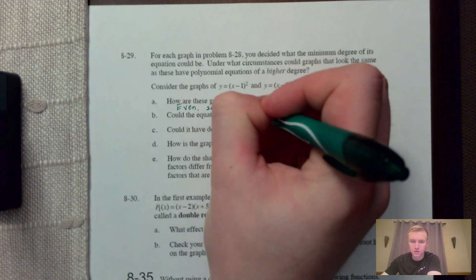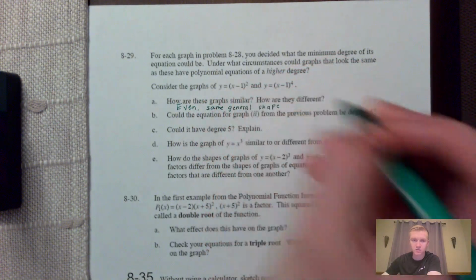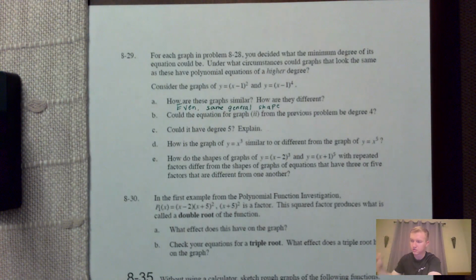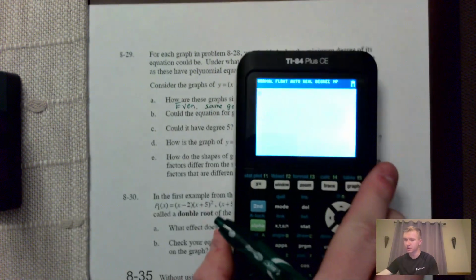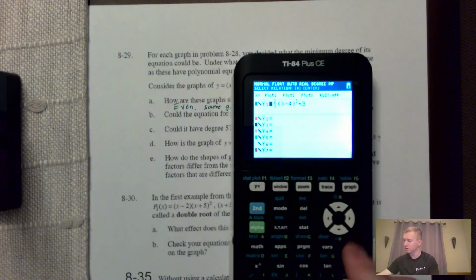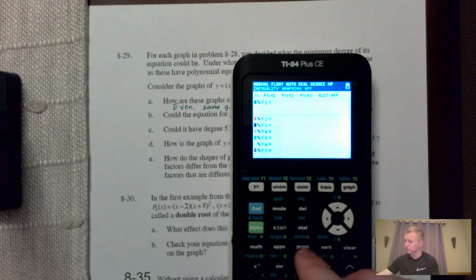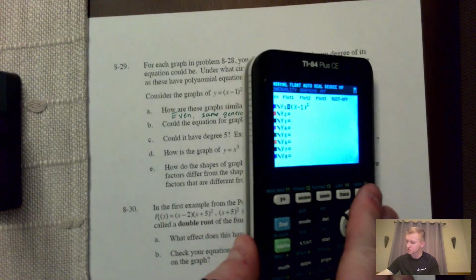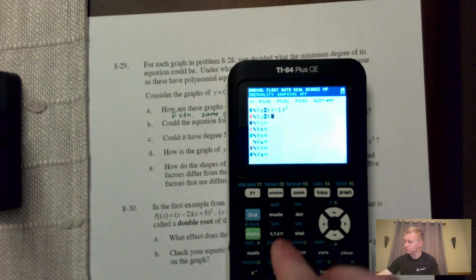Now, the only difference with this one, when you have something to the 4th power, is that you can put this in your graphing calculator, and I'll put this in here for you to see. So when I plug it in, you're going to have that first function, y equals x minus 1, quantity squared. And then the other one, which in this case is x minus 1 to the 4th power.